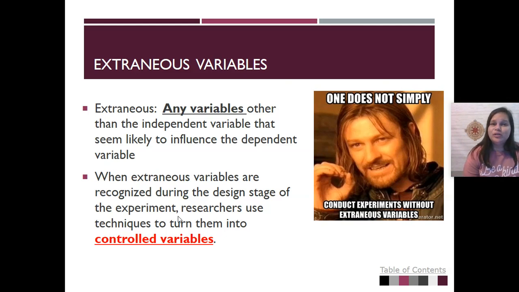But in reality, it is really hard to get rid of all other possible variables. I like the meme: one does not simply conduct an experiment without extraneous variables. An extraneous variable is any variable other than our independent variable that could influence the results of our experiment. It could influence the dependent variable. There are always lots of potential things that can interfere with an experiment, and as a researcher, you want to try to predict what these things are that can get in the way of your experiment. If we can recognize them during the design stage of the experiment, then we can try to control them. Then we call those extraneous variables controlled variables, because we predicted, oh, this factor may get in the way. What can we do to prevent that from interfering with our experiment?